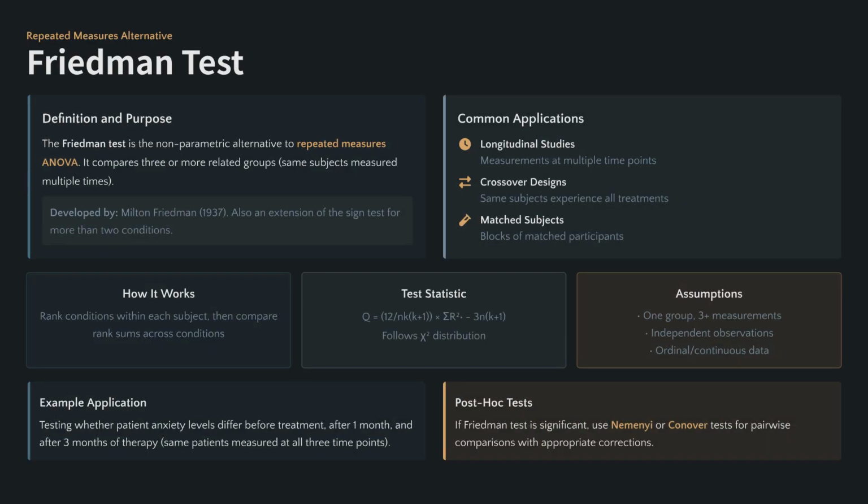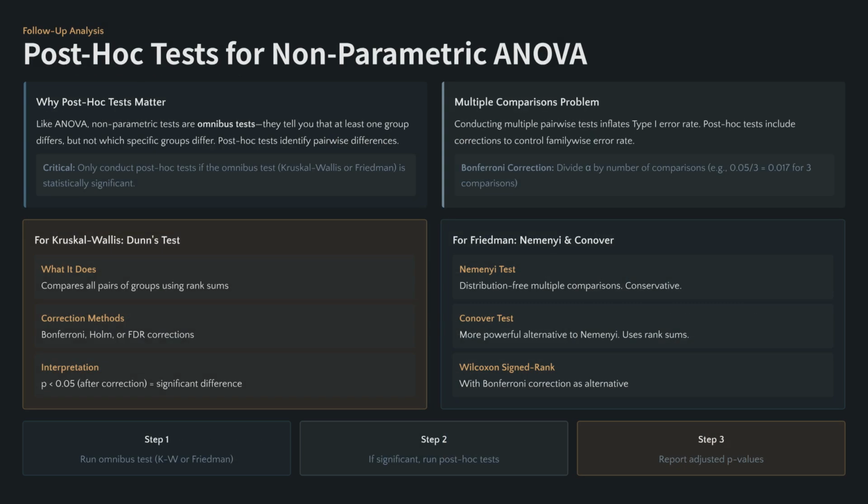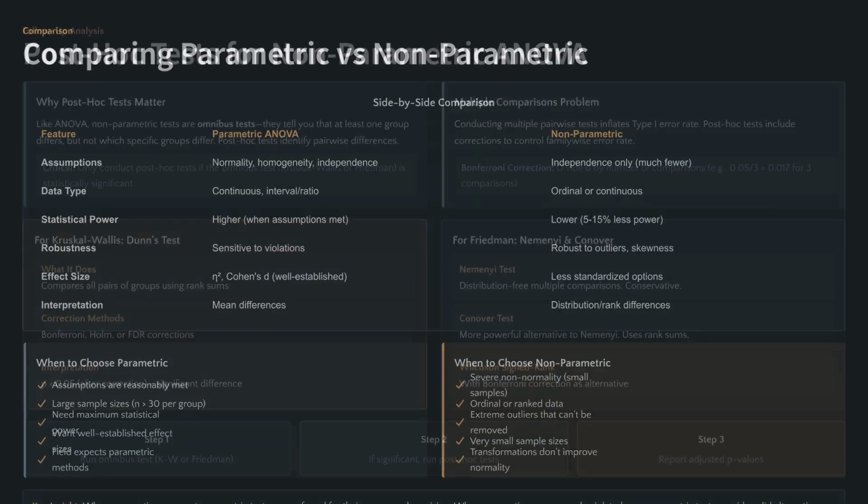Homogeneity of variance, or homoscedasticity, means that the spread of scores must be equal across all groups. This is tested using Levene's or Brown-Forsythe test. If Levene's test is significant, indicating unequal variances, use Welch's ANOVA or the Brown-Forsythe F test as alternatives.